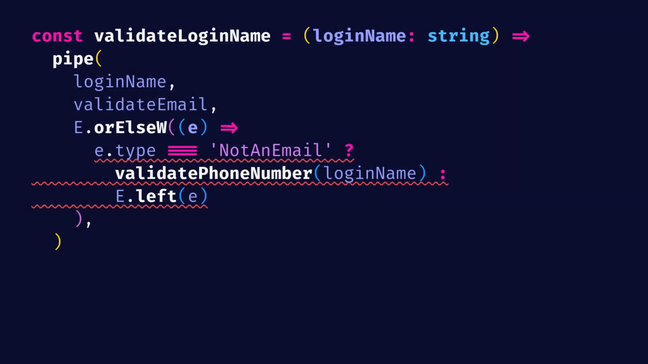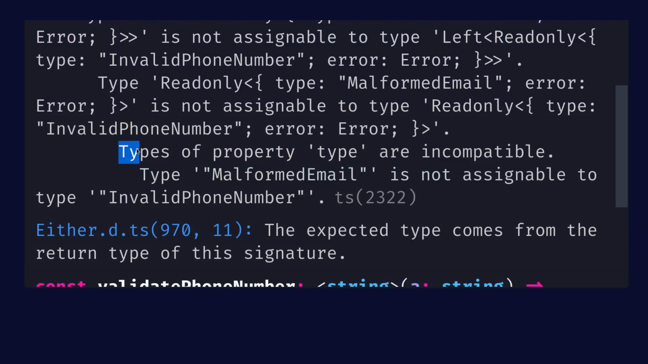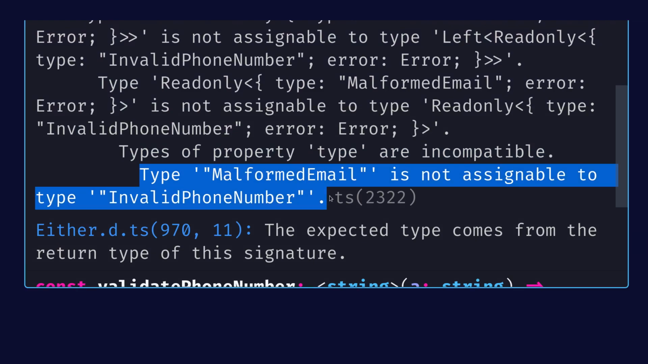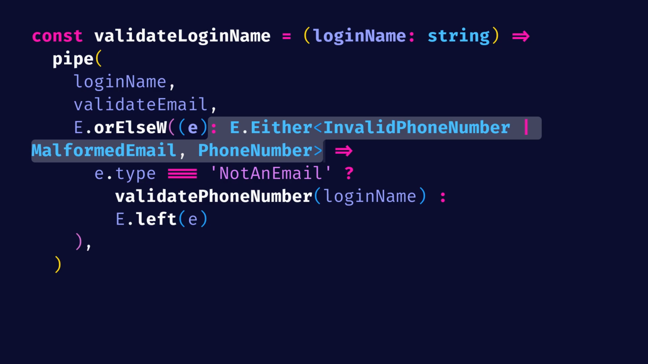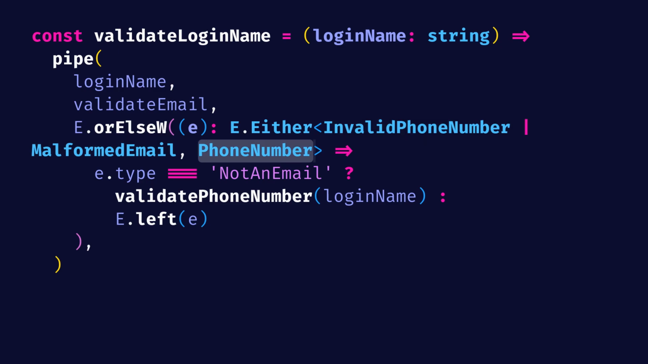we will see a TypeScript error in the function passed to orElseW in validateLoginName, which is: types of property type are incompatible. Type malformed email is not assignable to type invalid phone number. This seems to be because TypeScript is not able to properly infer a union type for the left case, which should be invalid phone number or malformed email. One way to fix this is to manually annotate the return type of the function passed to orElseW, which in this case is either invalid phone number or malformed email in the left case and a phone number object in the right case. So keep this in mind.